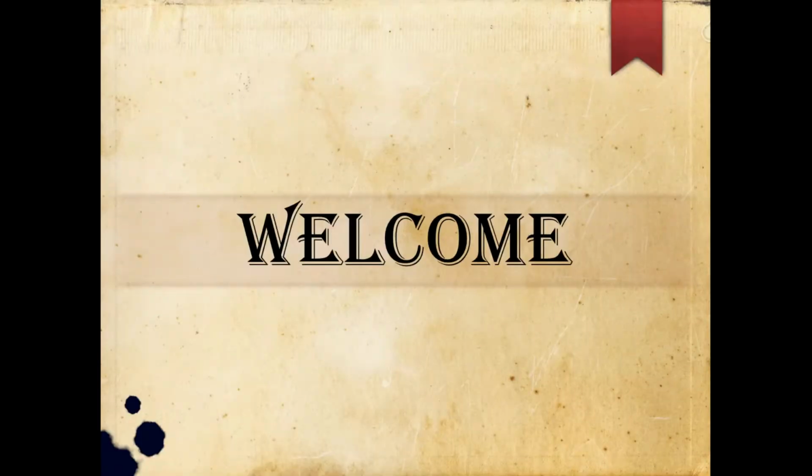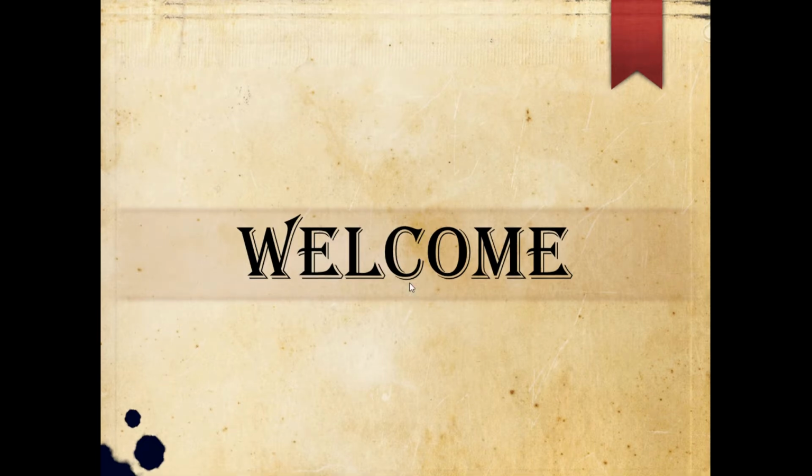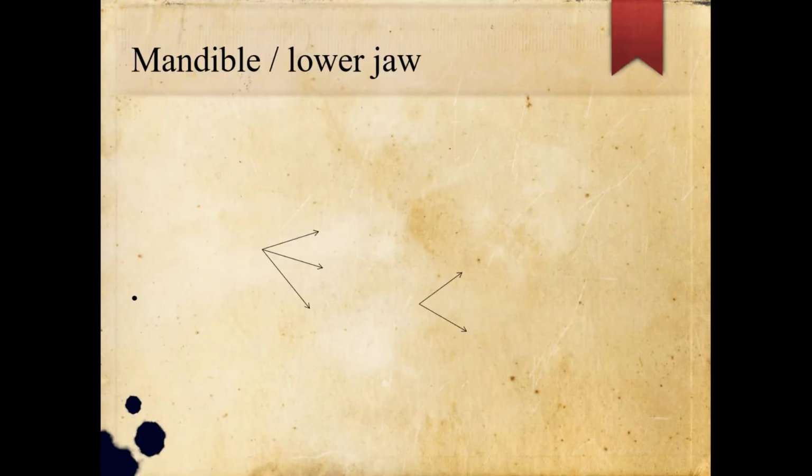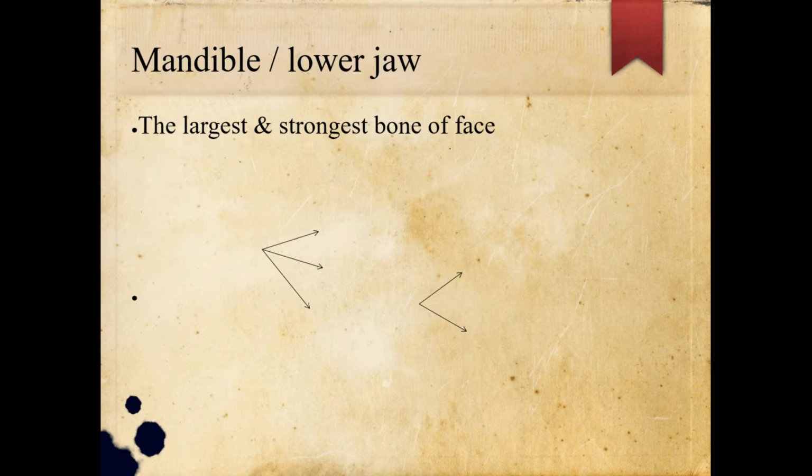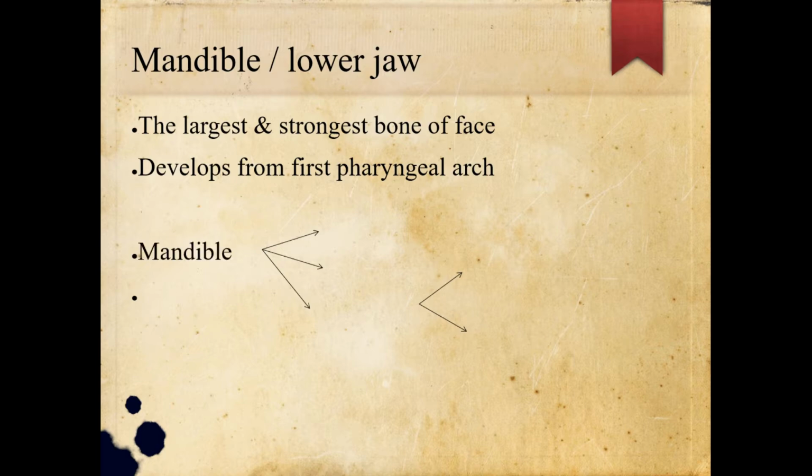This time I'm going to be dealing with the anatomy of the mandible. The mandible, or the lower jaw, is the largest and strongest bone of the face, and it develops from the first pharyngeal arch. The mandible has a body, a ramus, and two processes. They are coronoid and condyloid processes.